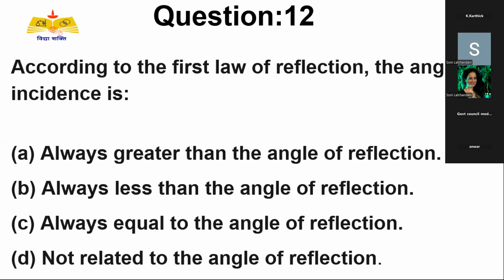According to the first law of reflection, the angle of incidence is A. Always greater than the angle of reflection, B. Always less than the angle of reflection, C. Always equal to the angle of reflection, D. Not related to the angle of reflection.